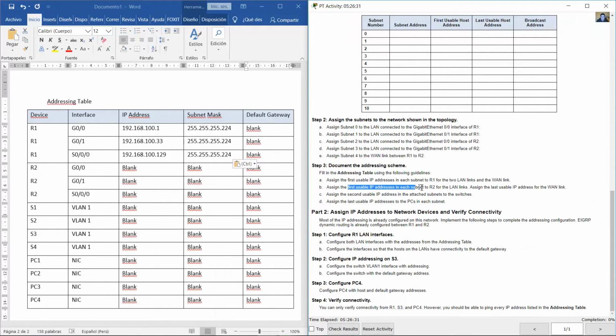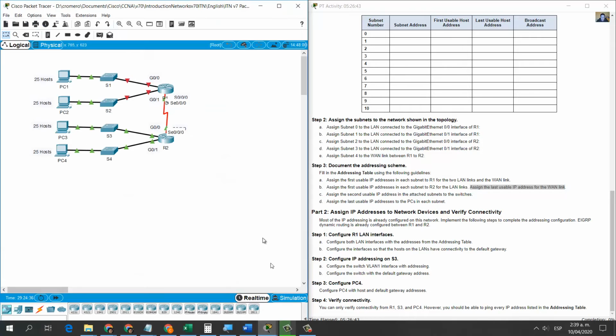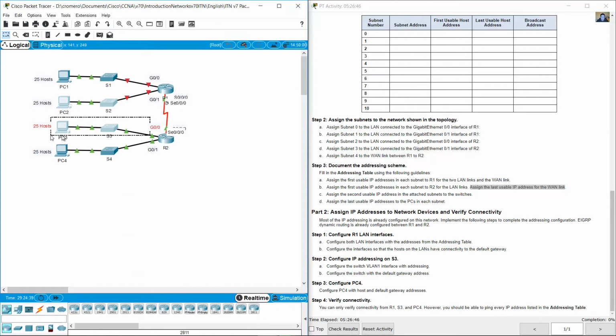First usable IP addresses in each subnet to R2 for the LAN links. And assign the last usable IP address for the one link. Okay. For R2 on this subnet, the LAN is for gigabit 0/0, the first IP for this subnet. For this other subnet, gigabit 0/1, the first IP. And for serial interface serial 0/0/0, the last IP on this subnet, the link between R1 and R2.